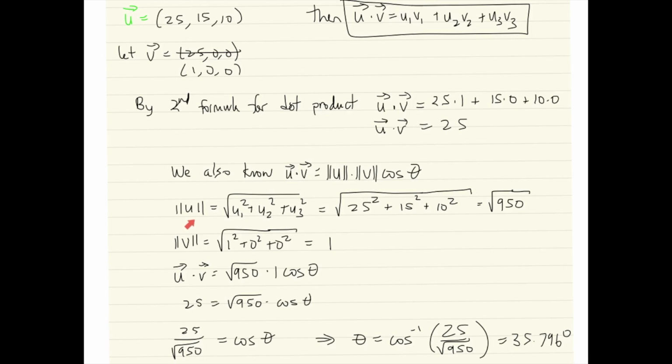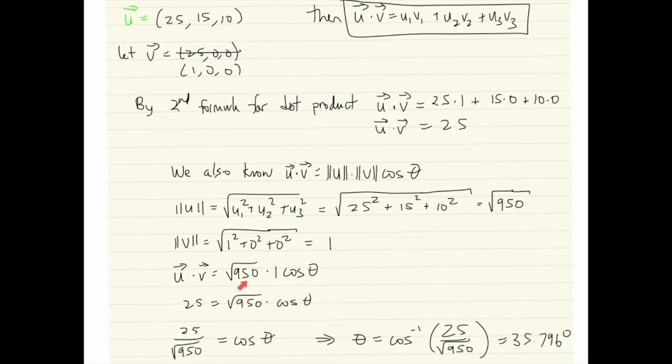And that tells us that, well, first we have to compute the norm of u. Here's what u is. For the norm you take the square of each component and add that all up. So 25 squared, 15 squared, 10 squared, add that all up to 950, and then take the square root. Similarly for the norm of v, that's a little bit easier, and we just get 1. And so now plugging everything into this formula here, we know from earlier that u dot v is 25.